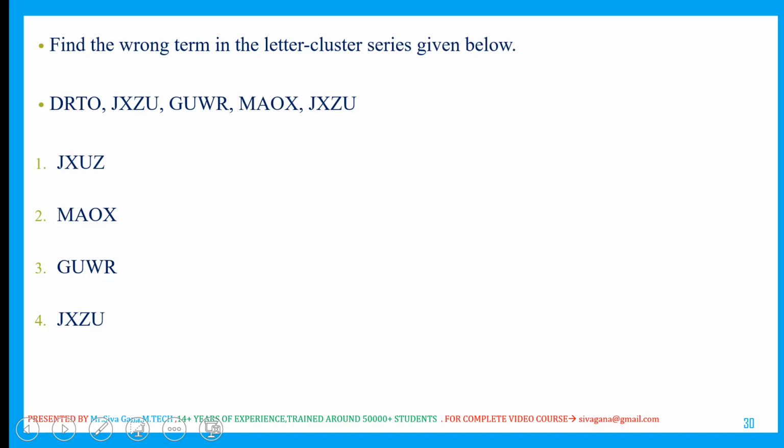Find the wrong term. The most important model in logical reasoning, odd man out. Let us see how to do this. DRTO. D to R is plus 14. R to T is plus 2. T to O is minus 5, right?